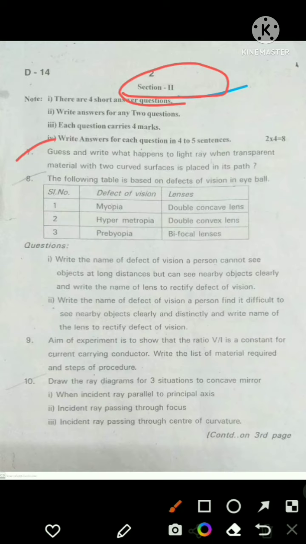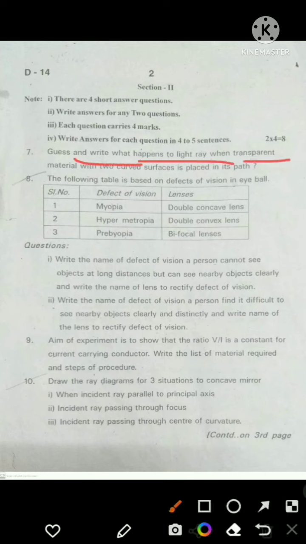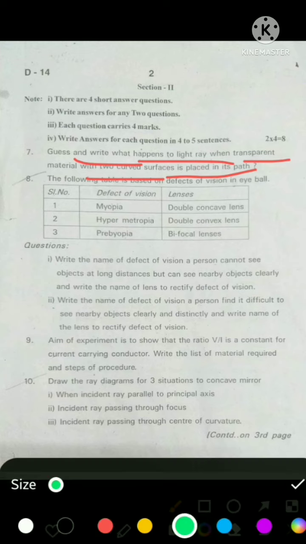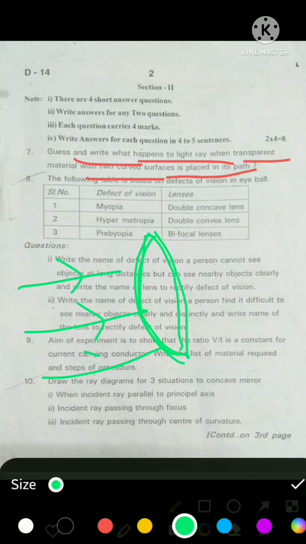Now section 2, question 7. Guess and write what happens to light rays when transparent material with two curved surfaces is placed in its path. So we have to write what happens to light rays. That is, when light rays are coming and when they hit a curved surface consisting of two curved surfaces, then what happens? This light is hitting the curved surface, and after that what happens, that we have to see.